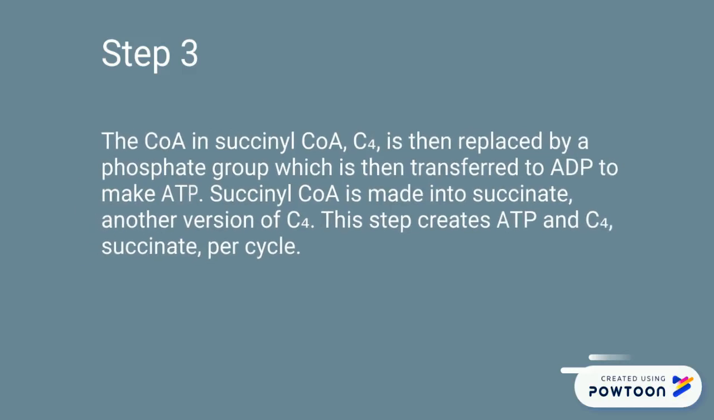C4 is replaced by a phosphate group. It transfers from ADP to ATP, 2 phosphate groups to 3 phosphate groups. This step ultimately creates ATP and C4 succinate per cycle.